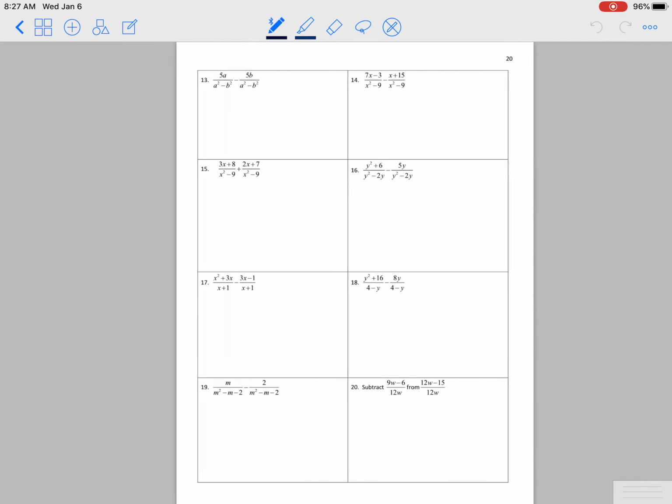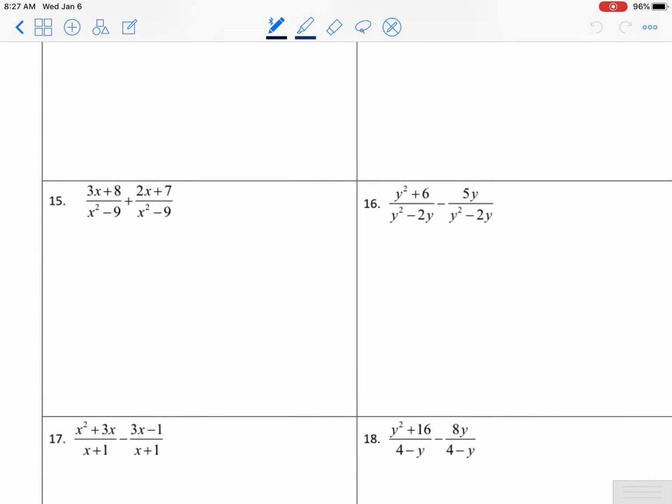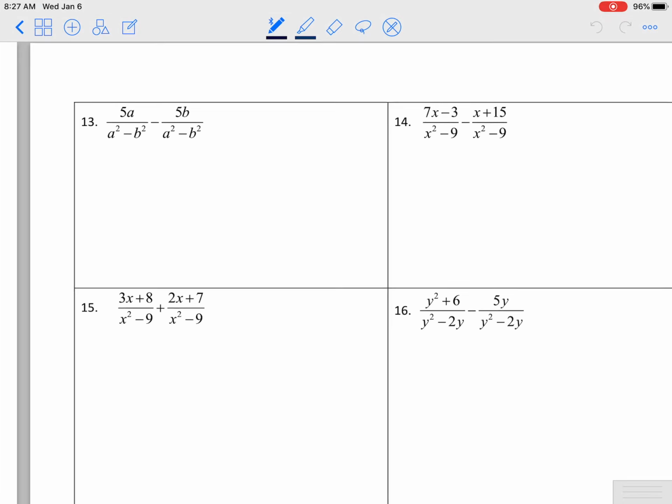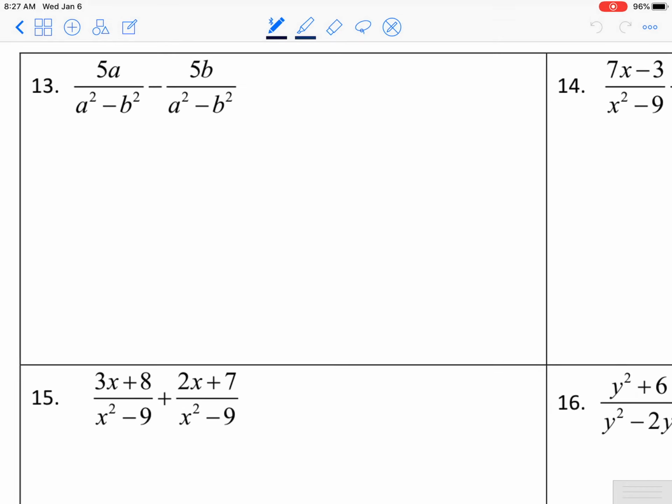Not too bad. All right, so let's run through these ones on the back.